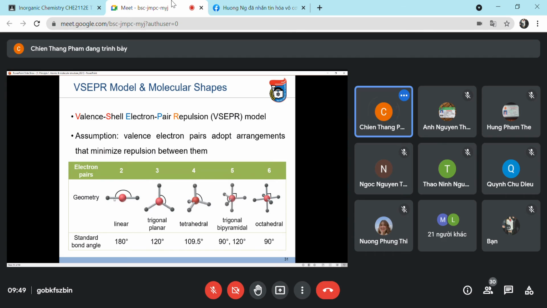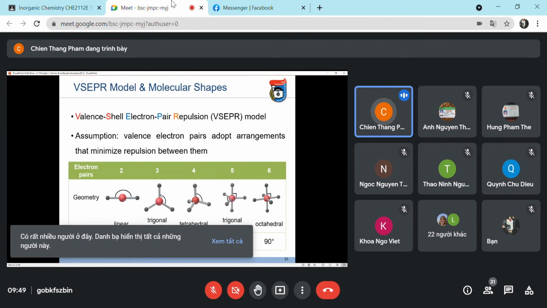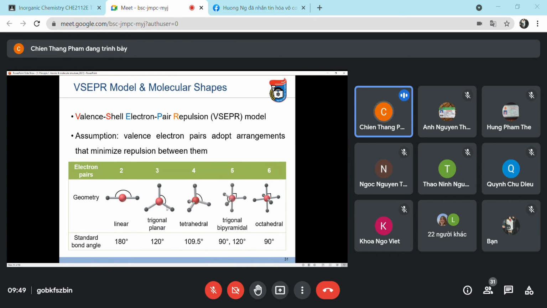So what does this mean? It is the distribution of the atoms in three-dimensional space, the three-dimensional arrangement of the atoms. With two electron pairs, we observe the linear geometry, with a standard bond angle of 180 degrees. Now let's increase the electron pairs from two to three: 1, 2, and 3 are arranged in a triangle, at the corners of the triangle.